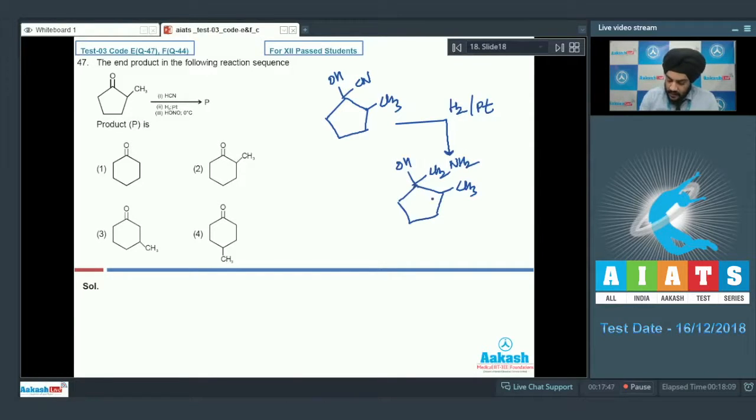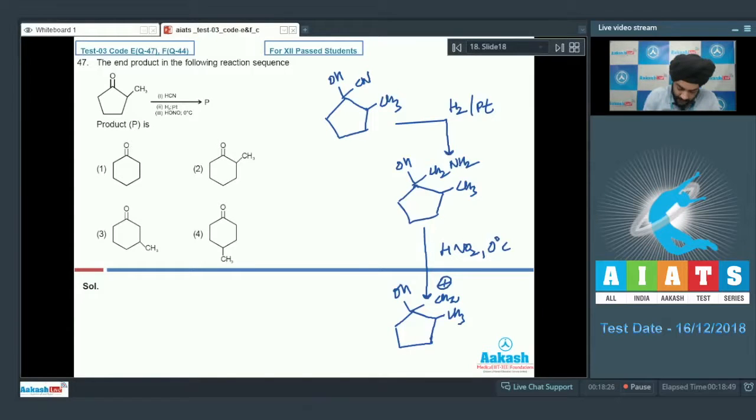Next, this compound is allowed to undergo reaction with nitrous acid, HNO2 at 0 degree C. So this HNO2 will convert this NH2 into diazonium cation, and this diazonium group will leave, leading to the formation of a carbocation at this carbon. We are drawing the intermediate. And now in order to stabilize the carbocation, this group will migrate, leading to the formation of a 6-membered ring.